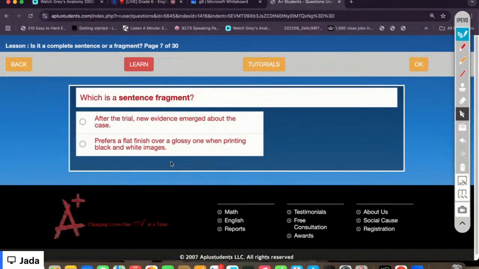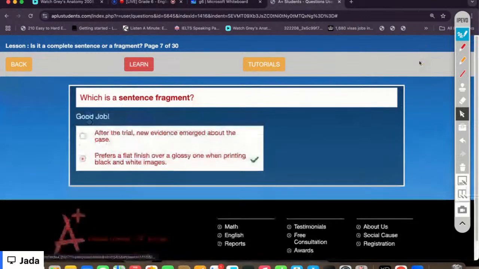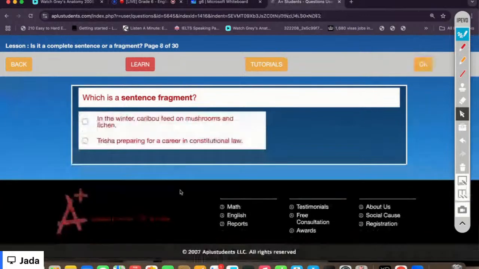Okay, so we have prefers a flat finish. So who prefers this flat finish? No idea. Okay, so we have which is a sentence fragment. In the winter, caribou feed on mushrooms and lichen. Trisha preparing for a career in constitutional law. So what is the sentence fragment here?